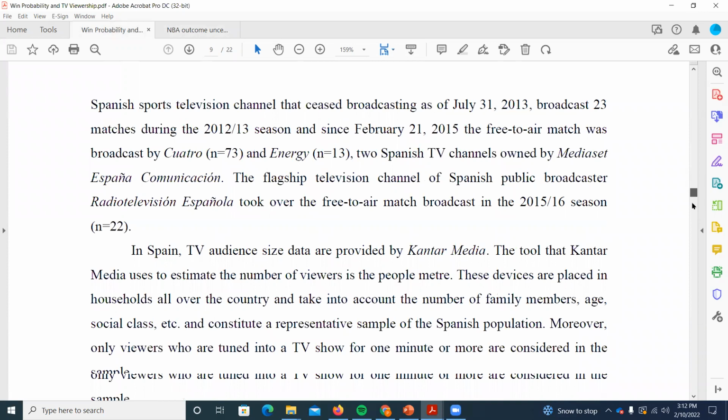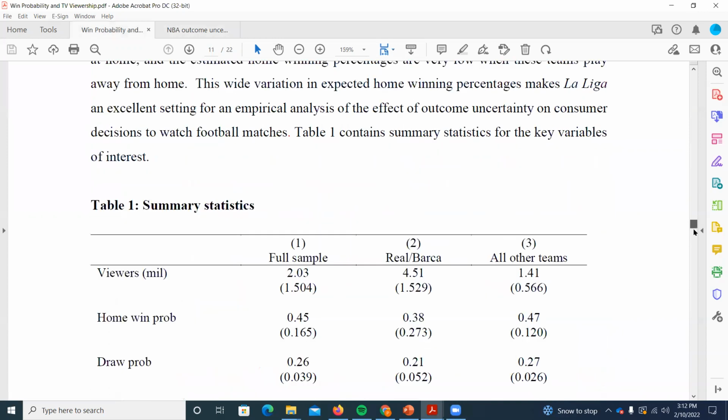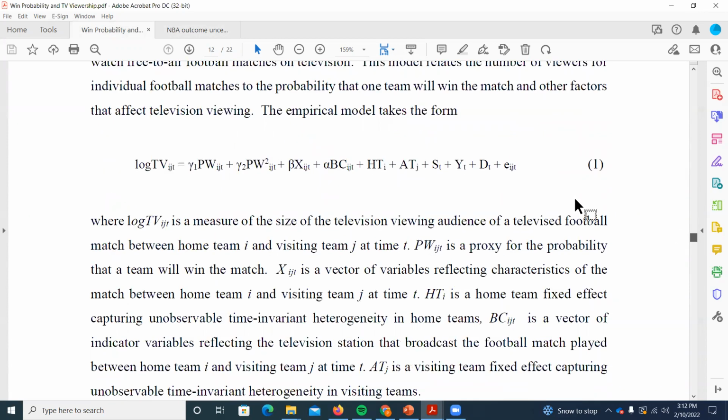Here we go, summary statistics. So here's my regression equation. They're going to do a similar thing, right? But instead of using this point spread, they have an actual win probability measure, right? So now it's a little bit easier to think about because we're not dealing with negative point spreads and getting closer to 0. It's just a win probability measure, right?